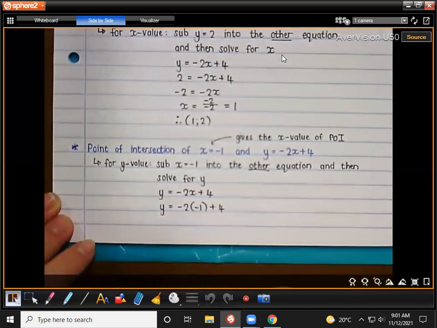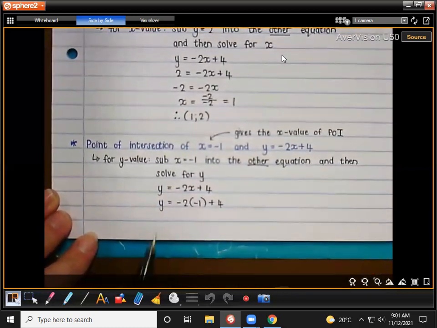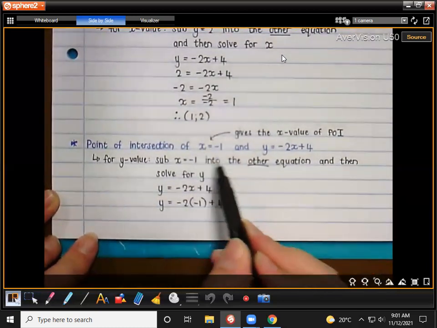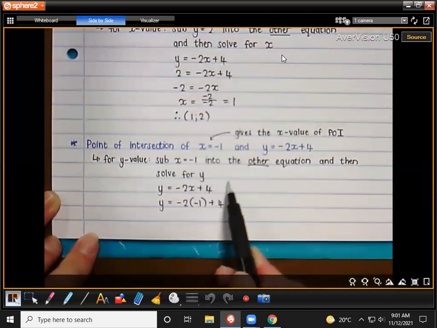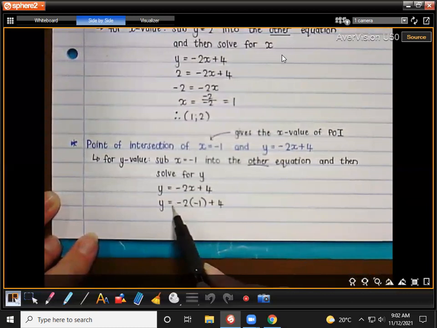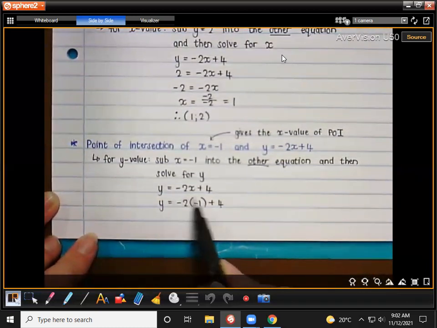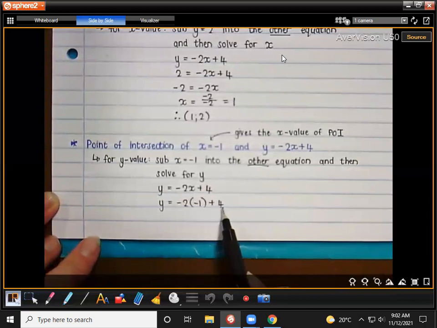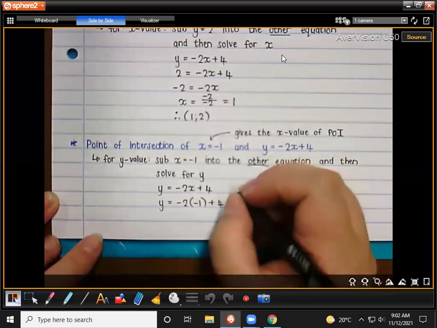So that's an easier one to solve. Okay, we don't have to move things around. We can just calculate that value. So they told us that x is -1. We put that value in the place of x in the other equation. What's -2 times a -1? What's a negative times a negative? A positive, and 2 times 1 is 2, right? So this is 2 plus 4, which is 6.